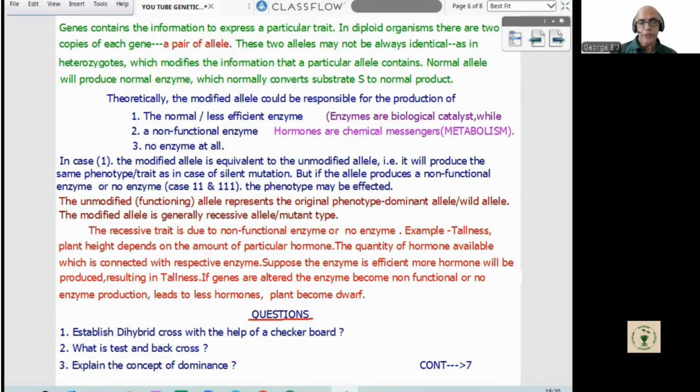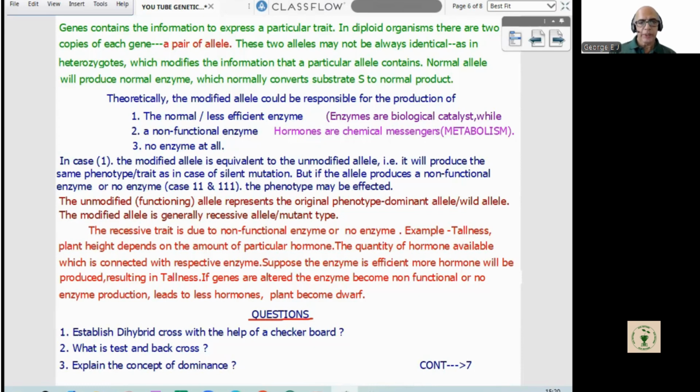So before getting into it, we should know what enzymes are. Enzymes are biological catalysts. You studied this in biomolecules. While what are hormones? Hormones are chemical messengers closely linked with metabolism. So there is a connection, or we can say these enzymes and hormones are very predominant for metabolic events.